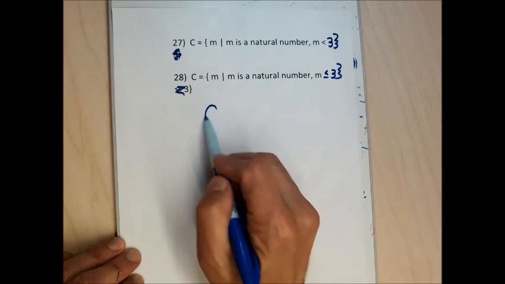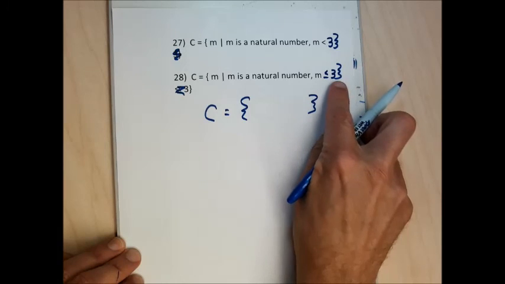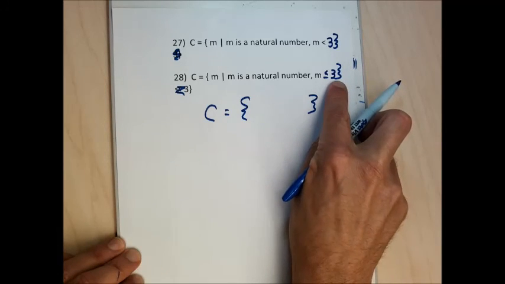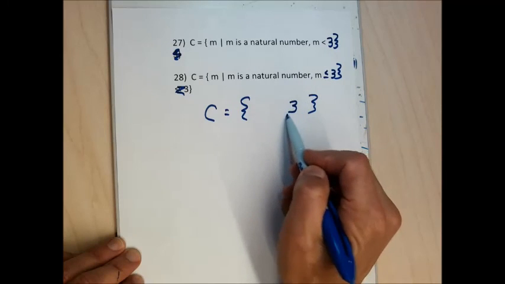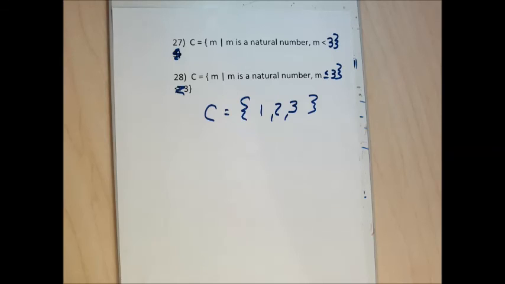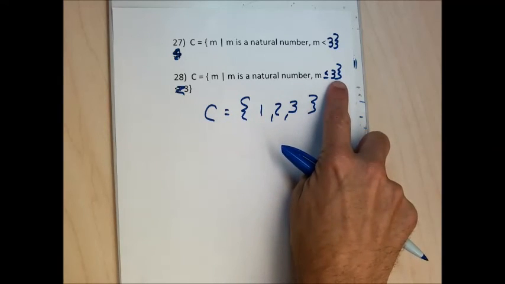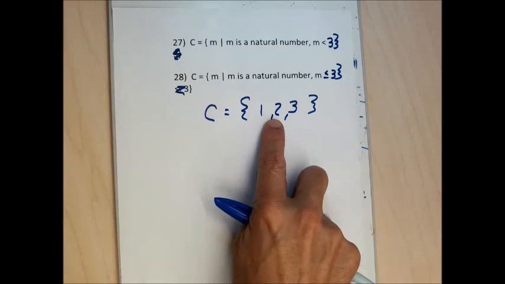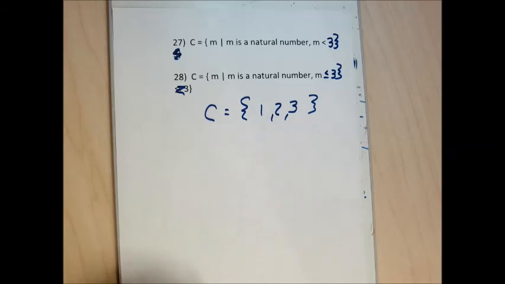So my C is going to only include natural numbers. It's going to include the 3 because of the or equal to. Your set isn't going to include the 3 because you don't have the or equal to. And then I want to include the natural numbers that are less than 3, which are 1 and 2. My set's going to have 1, 2, and 3 because these are all the natural numbers that are less than or equal to 3. 1 and 2 are the only natural numbers less than 3, and 3 is a number equal to 3. Your answer for 27 is going to be real similar, except you're not going to have 3 because you don't have the or equal to.